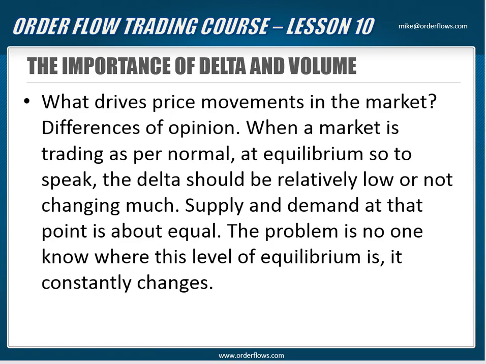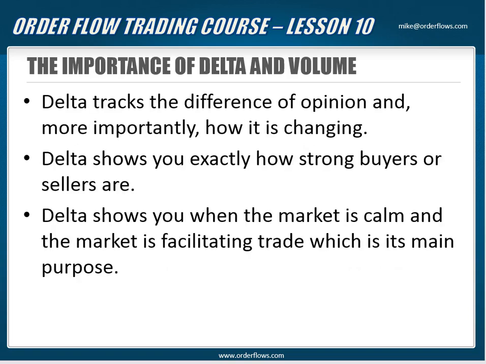So what drives price movements in the market? Well, it's the differences of opinion. When a market is trading as per normal, at equilibrium, so to speak, the delta should be relatively low or not changing much. Supply and demand at that point is about equal. The problem is no one knows where this level of equilibrium is. It constantly changes. Delta tracks a difference of opinion and, more importantly, how it's changing. Delta shows you exactly how strong buyers or sellers are. Delta shows you when the market is calm and the market is facilitating trade, which is its main purpose.